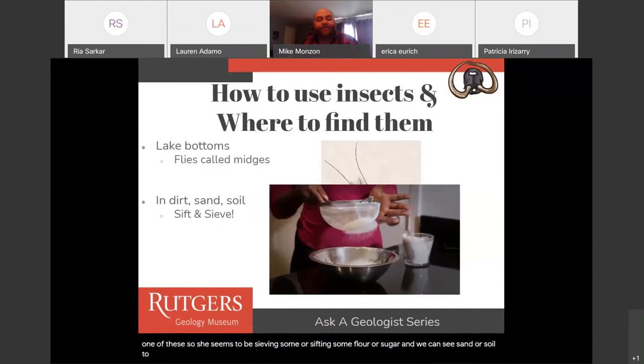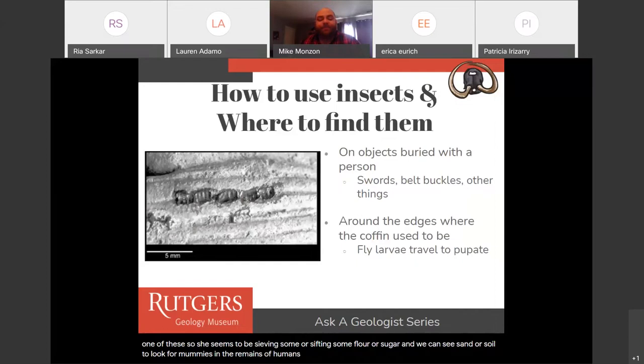Mummies and the remains of humans and our livestock and our pets have often been found with different insect parts found around them, like the beetle bits and fly pupae and insects and all the other types of things we've already mentioned. If you were an ancient warrior, you might have been buried with your sword. Or if you were an ancient wealthy person, you might have been buried with a belt buckle, like the piece of a belt buckle we see here on the left.